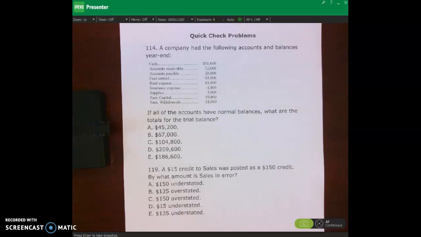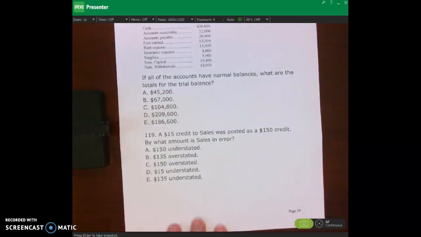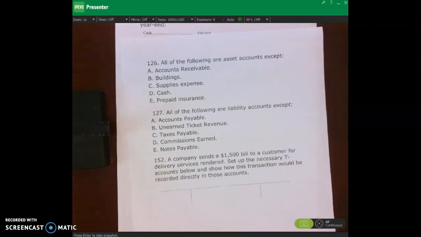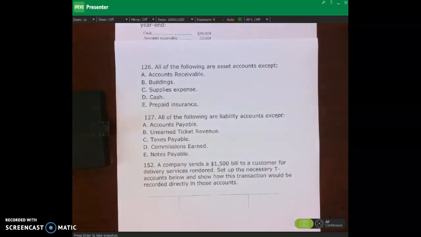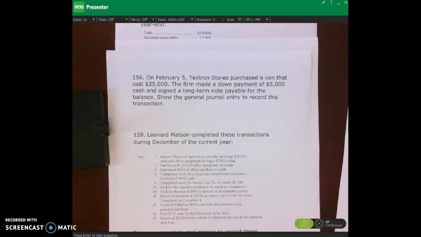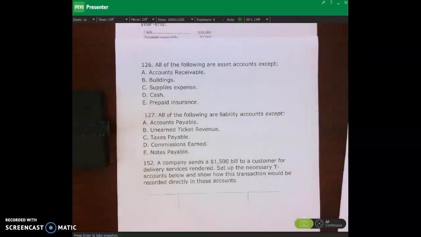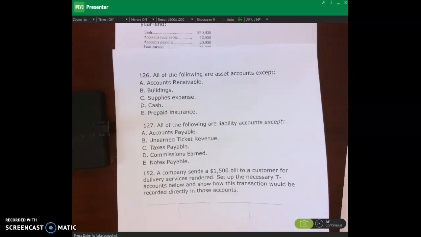So what I'd like you to do is to pause the lecture video and do these problems 114 and 119 on page 39 and 126, 127, 152 on page 40 and also problem number 156 there on page 41. And then we will go over those, and then we'll look at number 159 together, okay?